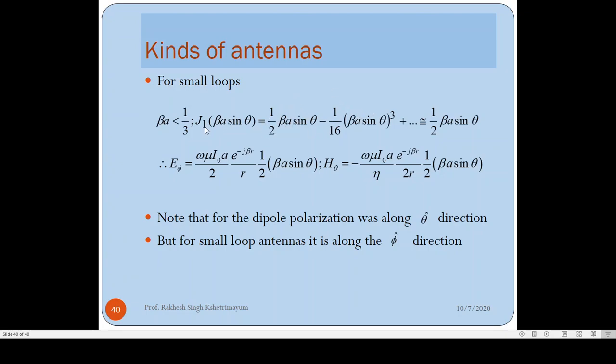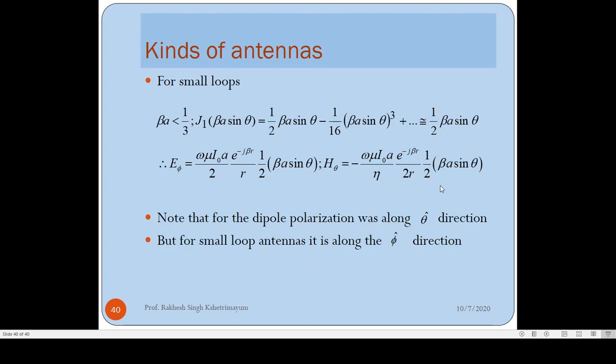You can just consider this first term here. The approximation of J1 of beta A sin theta will be simply half beta A sin theta when this argument beta A is a small number, and when A is very small, beta A will be very small. So in that case we can approximate J1 of beta A sin theta as half beta A sin theta. So in that case E phi will become, the electric field has a phi component, the E phi expression will become like this, and the magnetic field has a theta component, it will be minus this expression you have here.